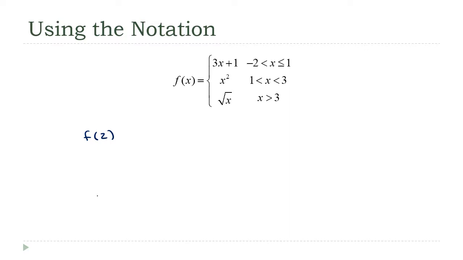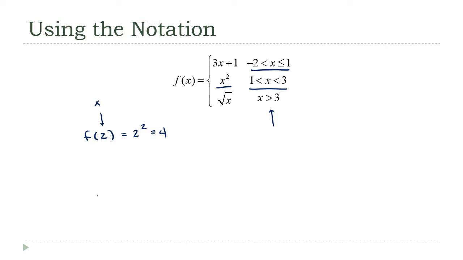All right. Well, the way you do that is you take this x value and you compare it to these ranges over here on the right hand side. Right? Is 2 between -2 and 1? No, it's not. Is 2 between 1 and 3? Yes, it is. So this is the formula that I'm going to use, and I'm going to say f of 2 is 2 squared, which is 4.